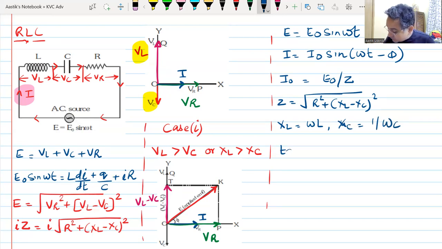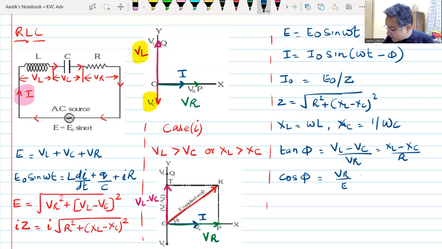Sometimes they may also ask you the value of tan phi. Tan phi can be written as VL minus VC divided by VR, or you can write it as XL minus XC divided by R. I hope you understand what I am saying. They can also ask you the value of cos phi, which is the power factor. Remember, cos phi is always equal to VR divided by E. So it becomes again equal to R by Z. Now remember, they can also ask you the value of VR, VC and VL as a function of time.